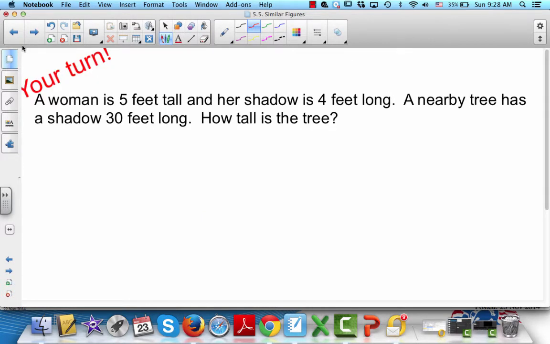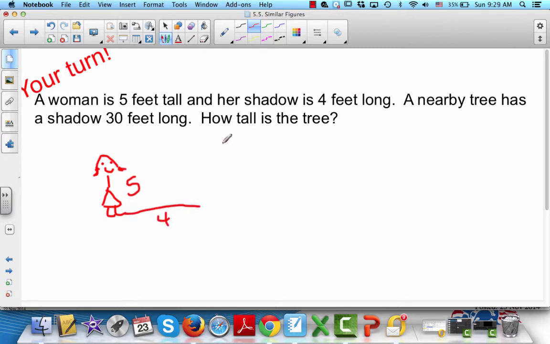All right, it's your turn. The thing you've got to remember here is it's very important that you get into the habit of drawing diagrams. So let's draw the diagram, then I'll let you solve it. A woman is 5 feet tall. So we've got a woman, a really beautiful woman, by the way, who is 5 feet tall, okay? And her shadow is 4 feet.